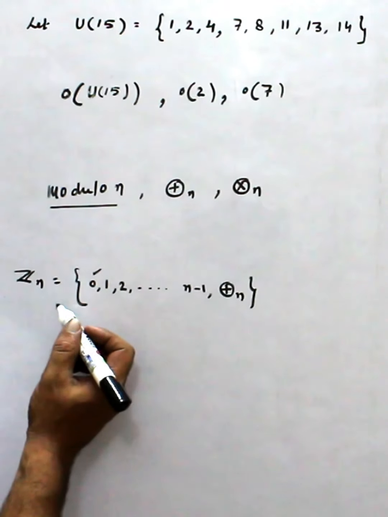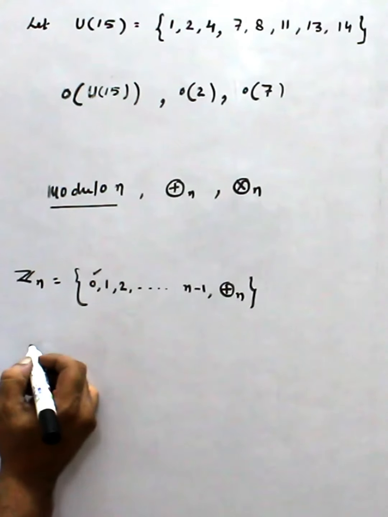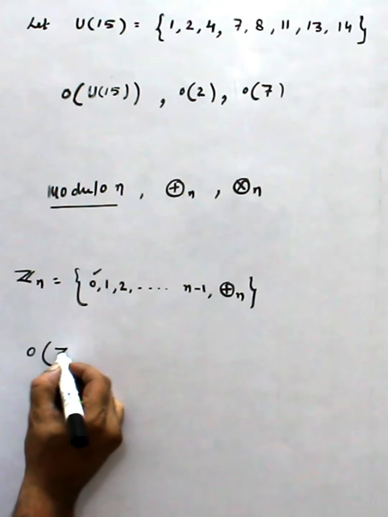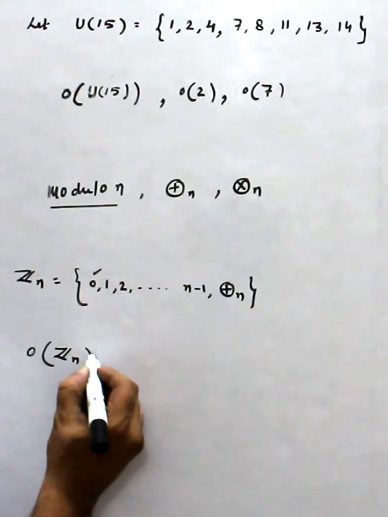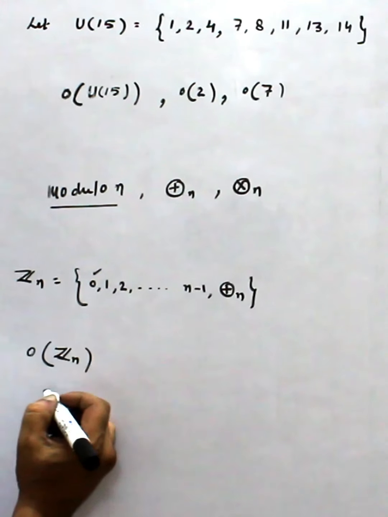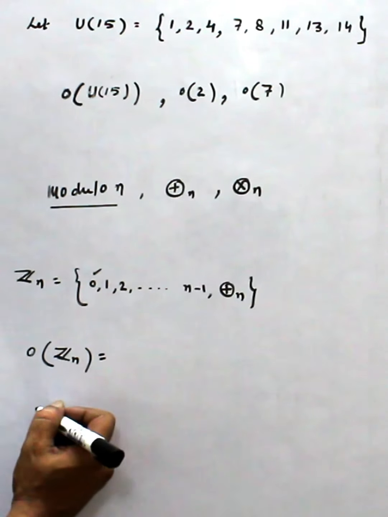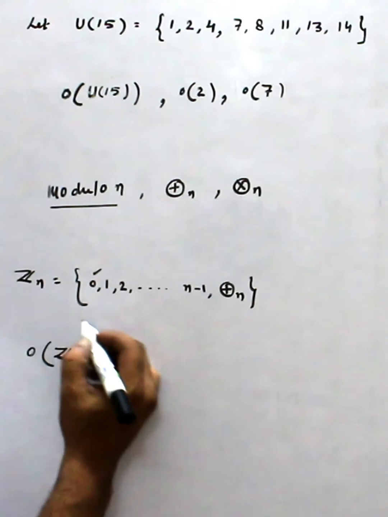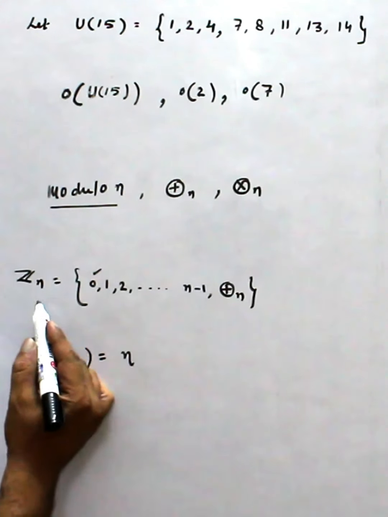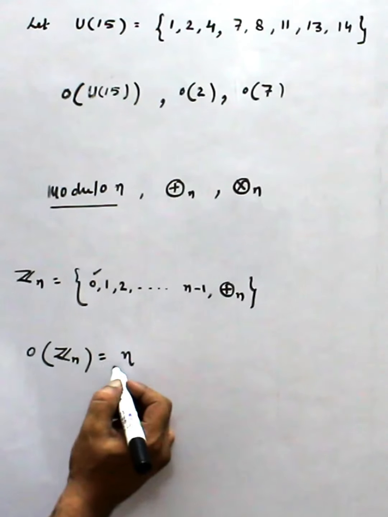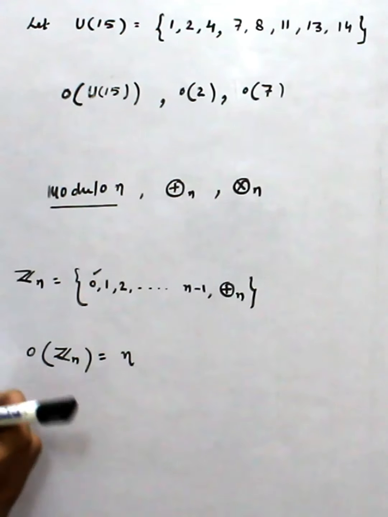If I am asked what is the order of Zn, this is the question, the order of Zn, then the order of a group is the number of elements in the group. That means there are n elements, so the order is n.